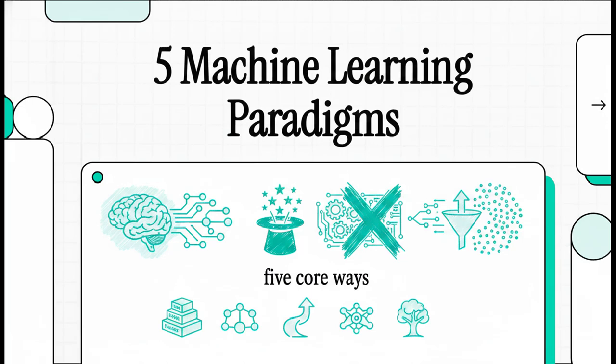Welcome to this explainer. Artificial intelligence often gets treated like some kind of magic black box. But once you look past the hype, it's actually a highly systematic toolkit. Today, we're breaking down the 5 core ways machines actually learn from data. We're going to move entirely beyond that illusion of magic to understand exactly how these systems are built and how they get better over time.